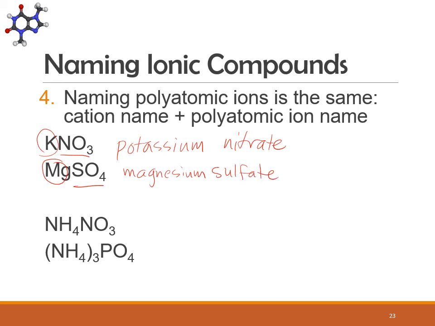Some ionic compounds are combinations of polyatomic ions. The naming rules are the same as before: cation first, anion second. In our example here, we have 2 polyatomic ions, ammonium and nitrate. Here we have ammonium and phosphate. So to name this, we write the name of the cation first and the anion second. So we have ammonium nitrate and ammonium phosphate.